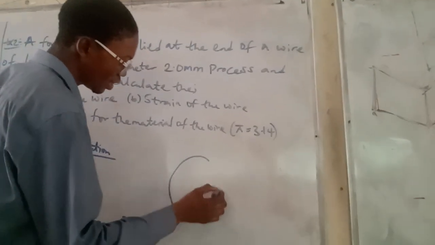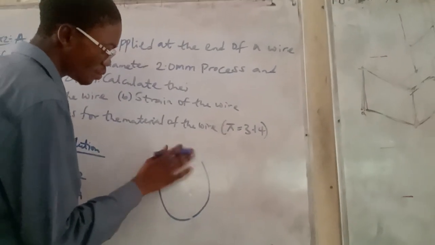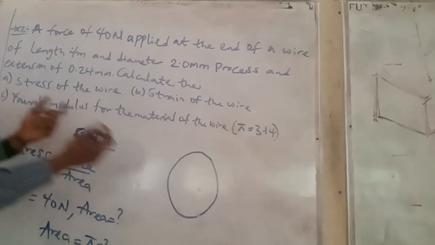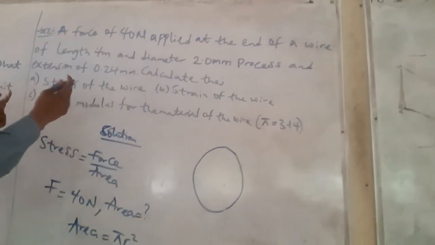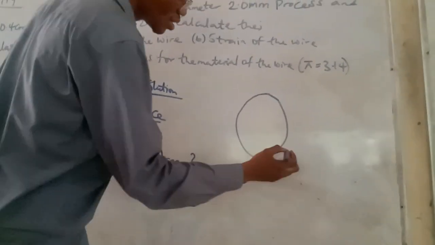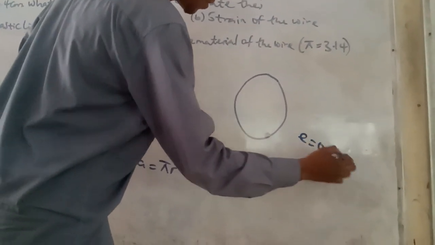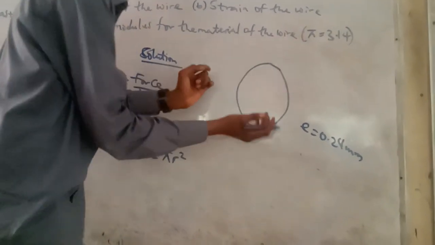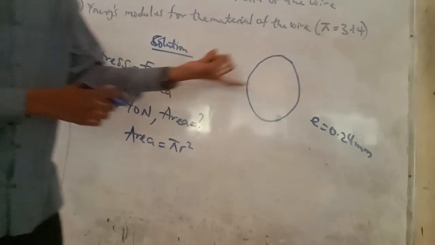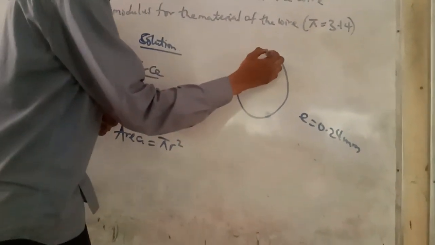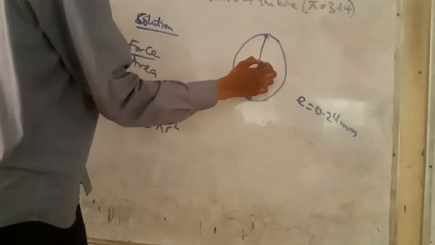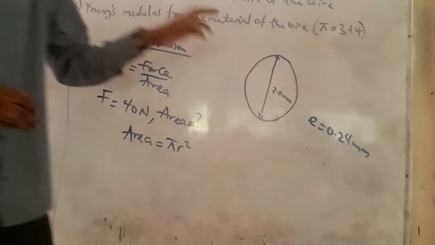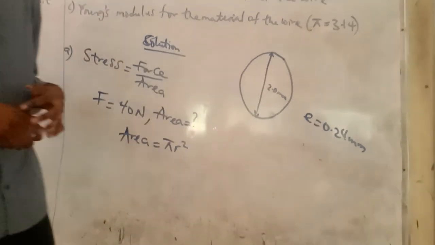Let's assume this is the wire, and our wire is stretched to form a circle at the end. Now, we are applying an extension of 0.24 millimeter. This is the wire. An extension of 0.24 millimeter is applied. So the diameter from here to here is 2.0 millimeter. The diameter of the wire is 2.0 millimeter.